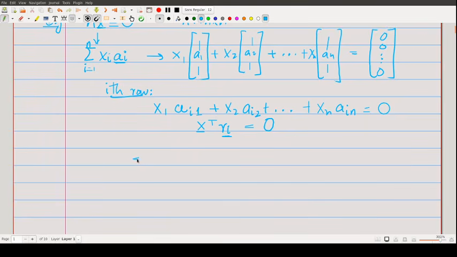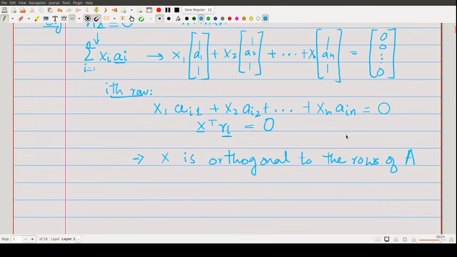which means that x is orthogonal to the rows, because the i was arbitrary. You can take any row and you will have this result. So x is orthogonal to the rows of A, which means what?